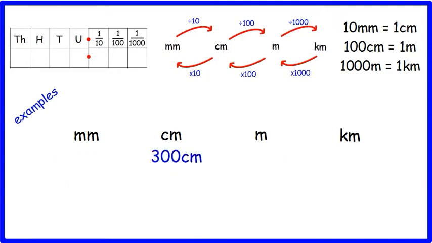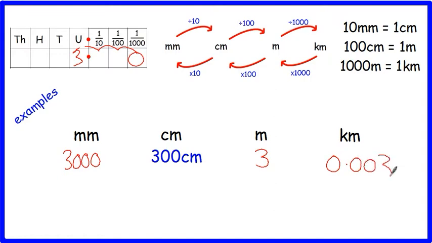300 centimeters multiplied by 10 is 3,000 millimeters, divided by 100 is 3 meters. And then 3 meters divided by 1,000, and this is probably like the first one, 3 would be 1, 2, 3, go there. So it would be 0.003 kilometers.